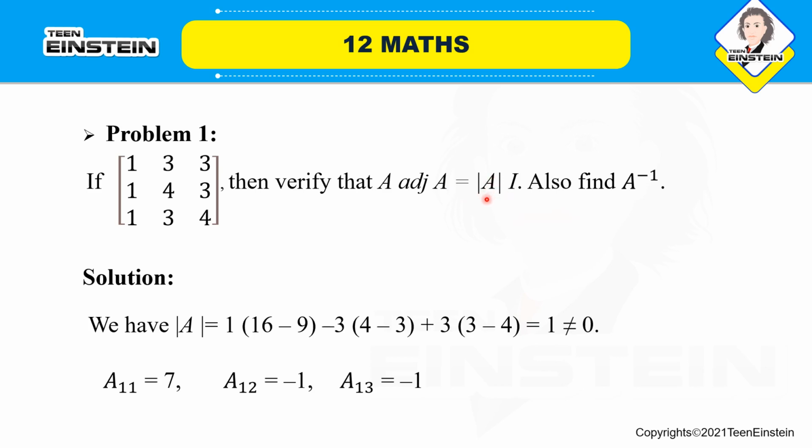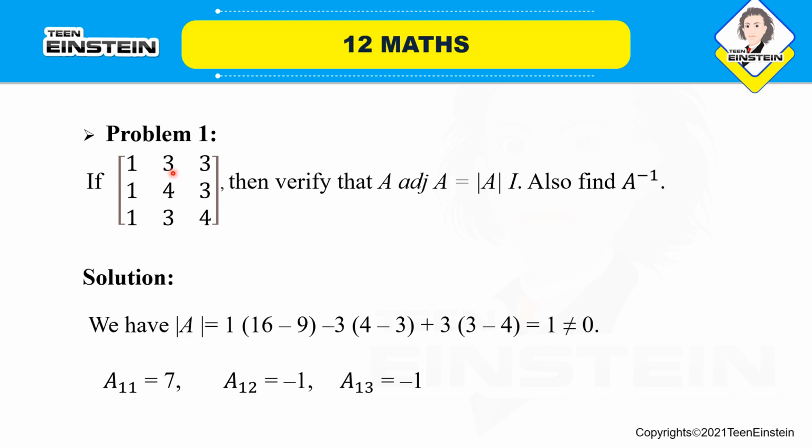So first we have to find determinant A. Determinant A is equal to, expand this matrix. So 1 into, we delete the row and the column having the element 1. So you'll be getting 16 minus 9. We are expanding along the first row. So 1 into 16 minus 9.